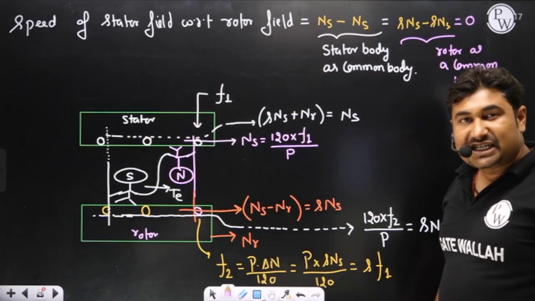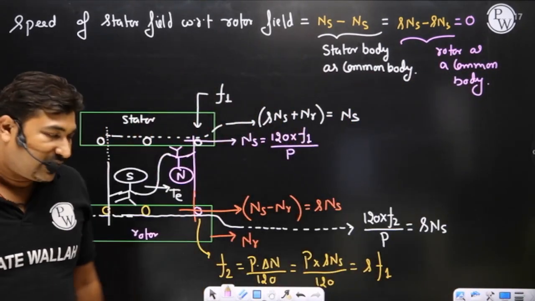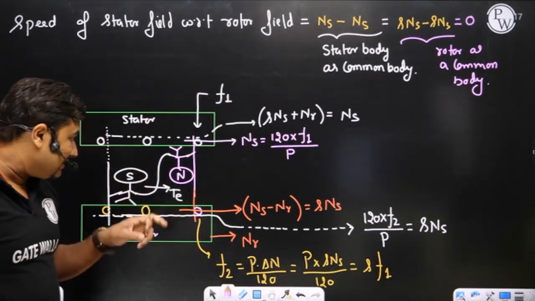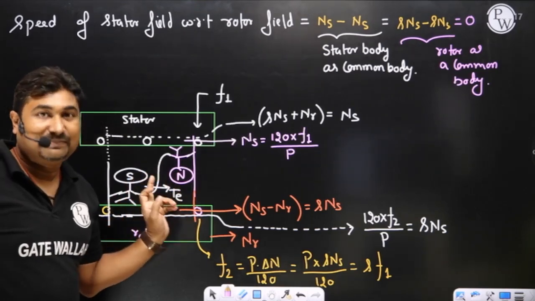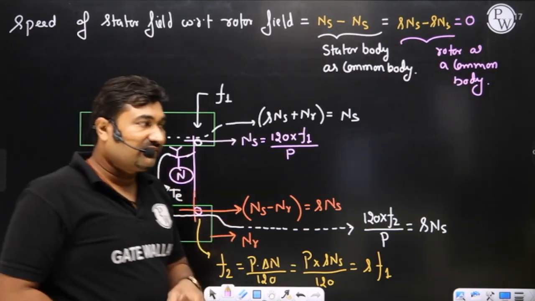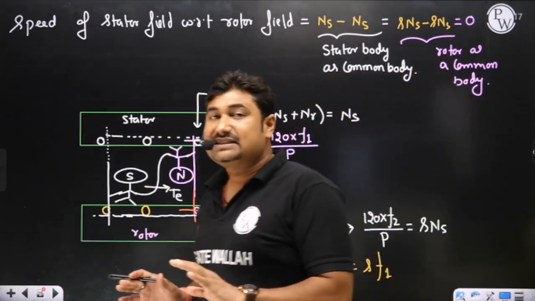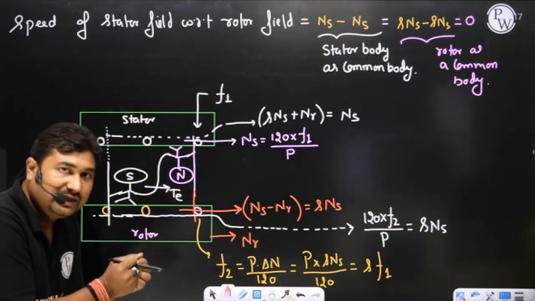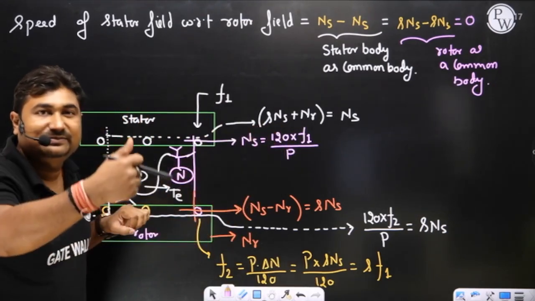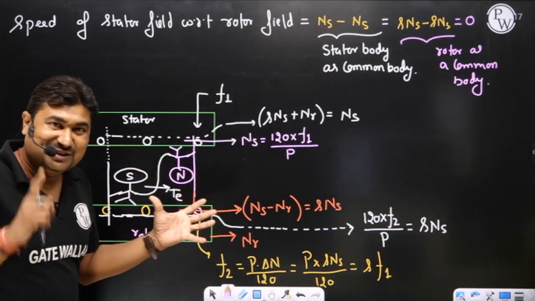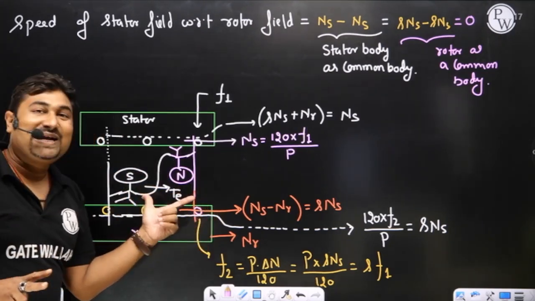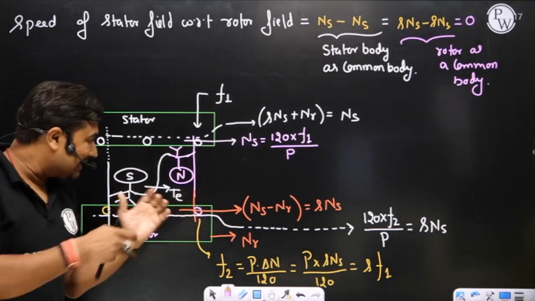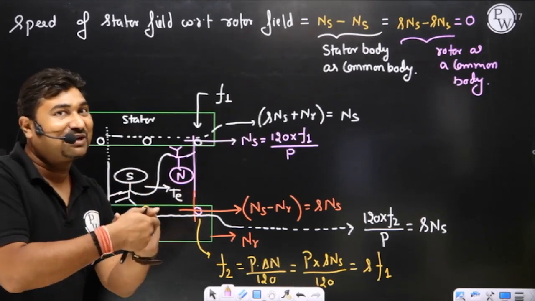What are the must conditions for production of steady state electromagnetic torque? First, the magnitude of the fluxes must be constant, because if the rotor field goes high or low, the electromagnetic torque increases or decreases. Second, the relative speed between them must be 0. Then only will a continuous unidirectional electromagnetic torque be there.